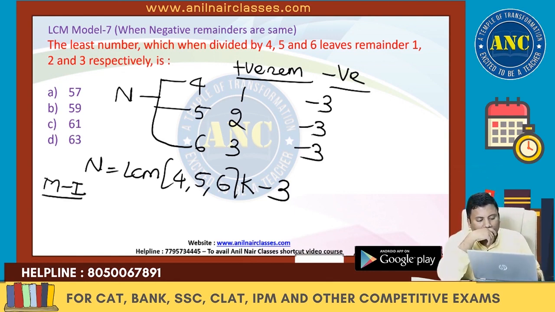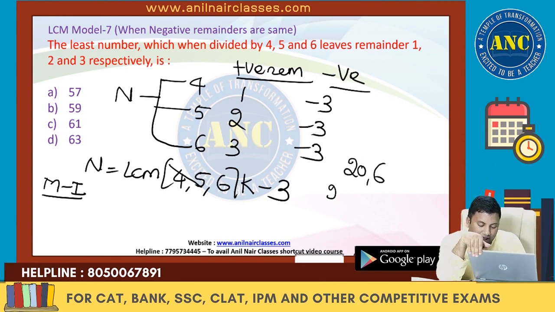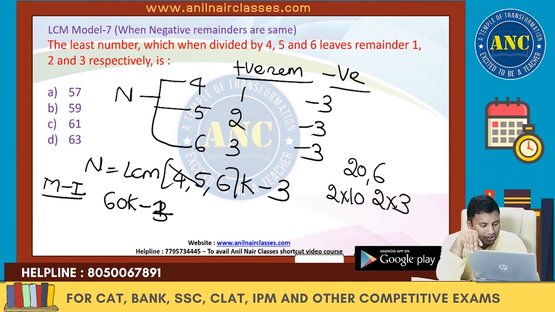Method 1. Method 1 is 4 and 5. It is the least number when it is divided by 4 and 5, LCM is 20. 20 and 6. It is 2 into 10 and it is 2 into 3. So 2, 30, 60k minus 3. I hope it is clear.